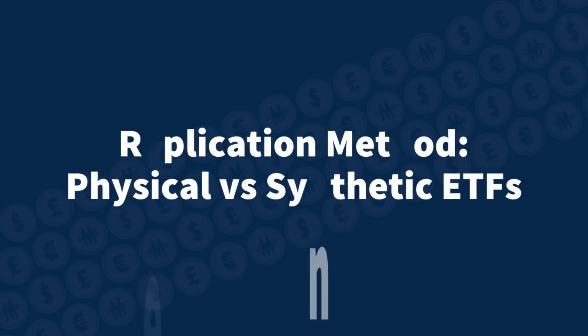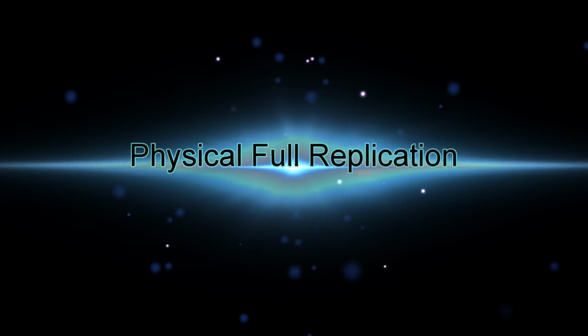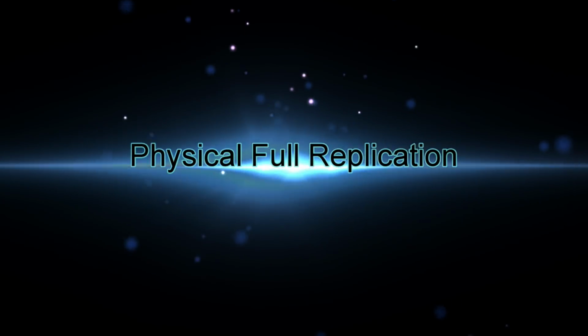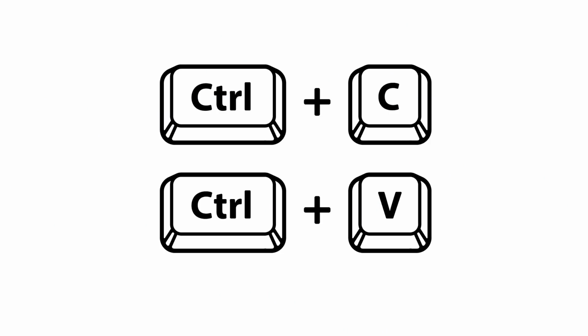Replication method, physical versus synthetic ETFs. Okay, so that last point was probably very clear until we mentioned the word synthetic. The goal of each ETF is to replicate its index as closely and as cost effectively as possible, and there are a few different methods that an ETF can use to achieve this. The first and most straightforward is physical full replication. These literally buy all the stocks in the index and hence it's fully replicated.